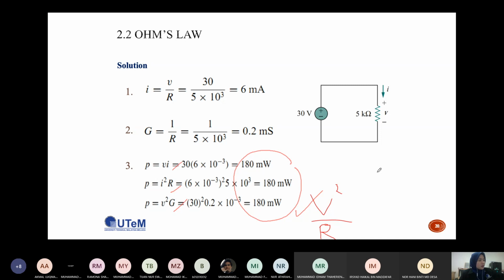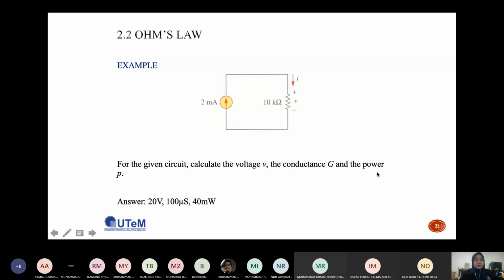So next we have another example. This one is given the current source. Okay, we have the current source here. I equals 2 milli and R equals 10 kilo ohm. Calculate for the voltage. The voltage is here, voltage across the resistor. Calculate for the conductance. Calculate for the power. So basically the final answers are already given here.